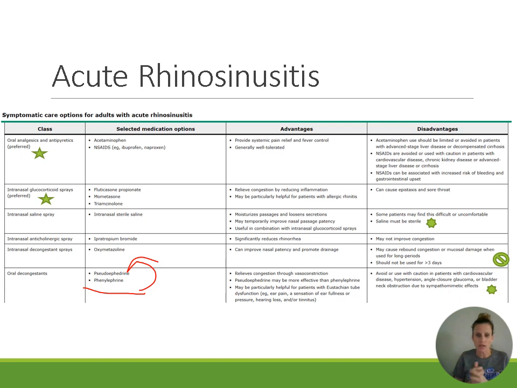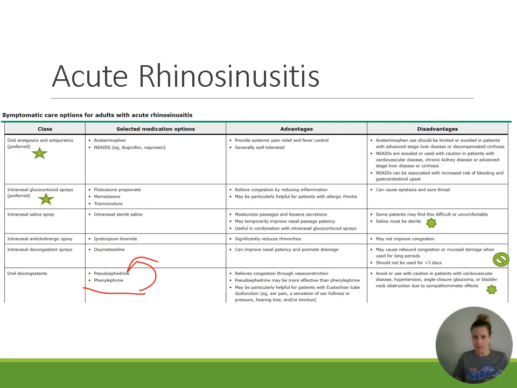The intranasal oxymetazoline does provide a decongestant effect, and it does it pretty quickly. However, its use in acute rhinosinusitis is not recommended. It's not one of the recommended interventions. And the reason for this is, again, it can cause a rebound congestion, and we have better agents that don't do that. Oral decongestants. As far as oral decongestants go, we have pseudoephedrine and phenylephrine.